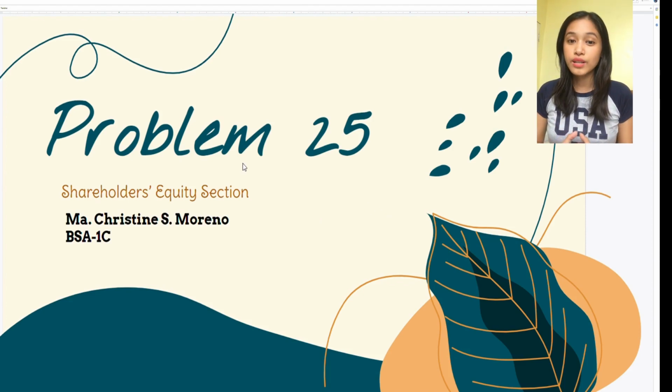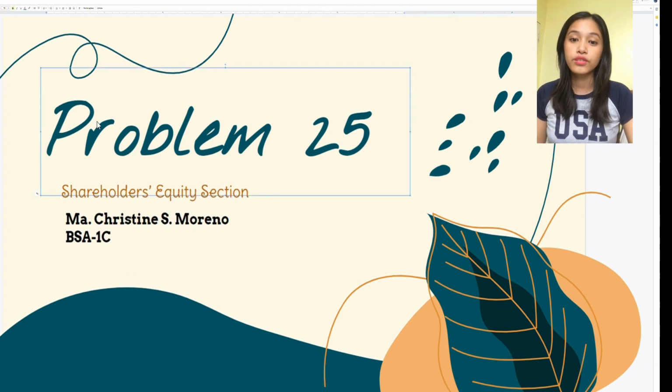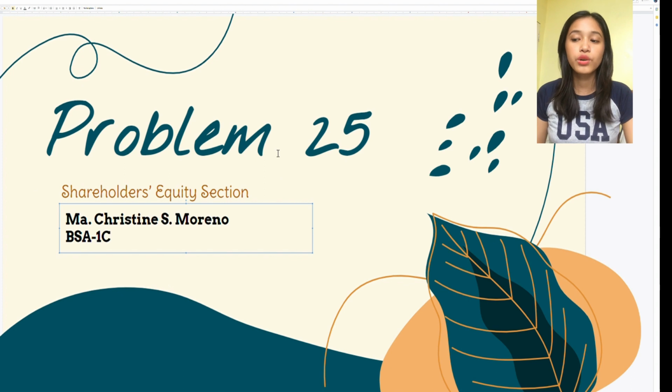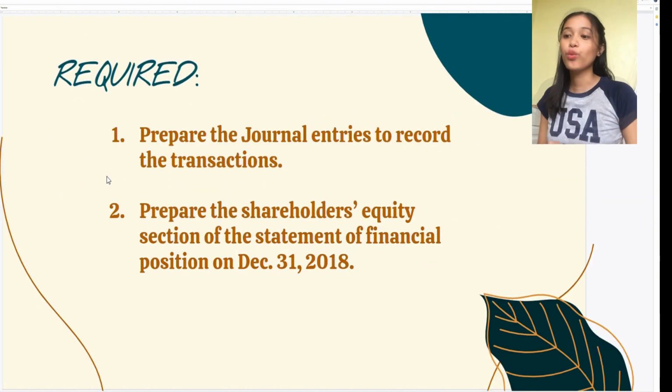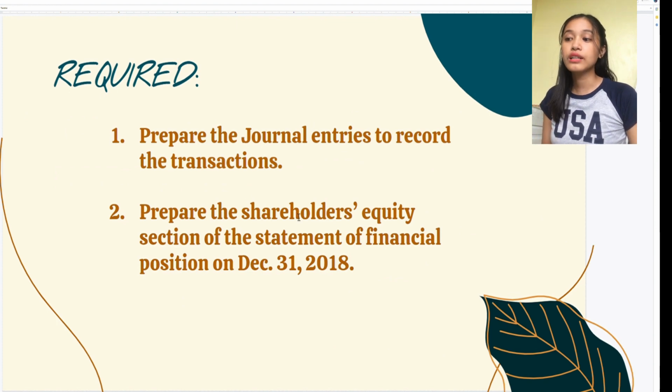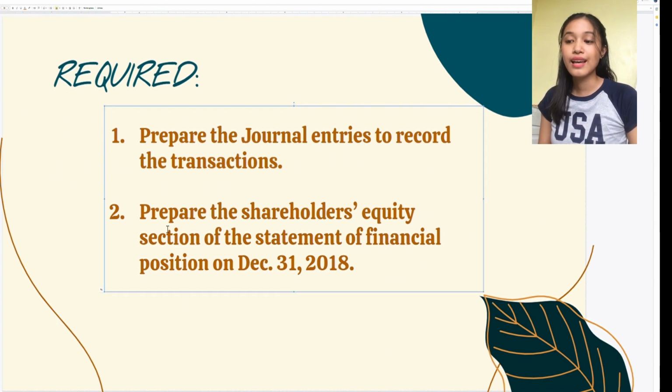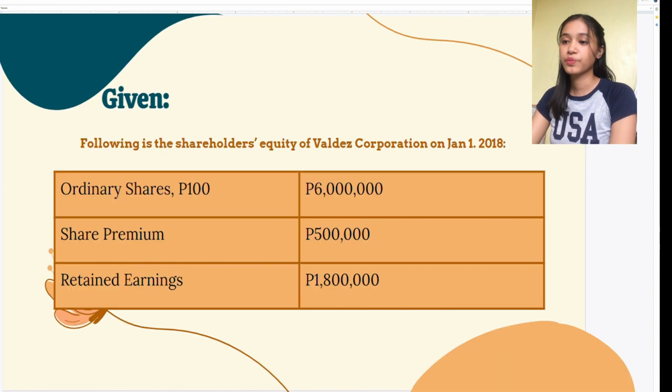For this presentation, I am going to discuss the solutions for problem 25, which focuses on the shareholders' equity section. What is required in this problem is, first, to prepare the journal entries to record the transactions. Second, prepare the shareholders' equity section of the Statement of Financial Position on December 31, 2018.